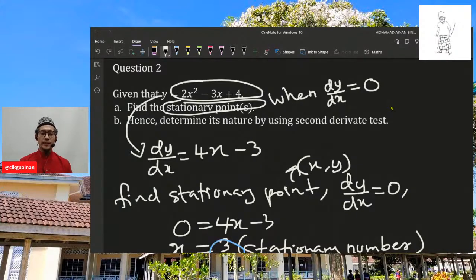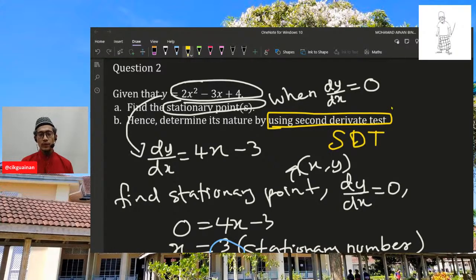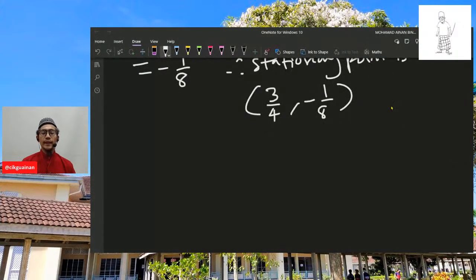Hence, the next part: determine its nature. For this one, you have to read carefully. Iqra. Determine its nature by using the second derivative test. We have to perform the SDT. What does it mean to determine its nature? It means we have to determine whether the stationary point we got is a maximum point or a minimum point.